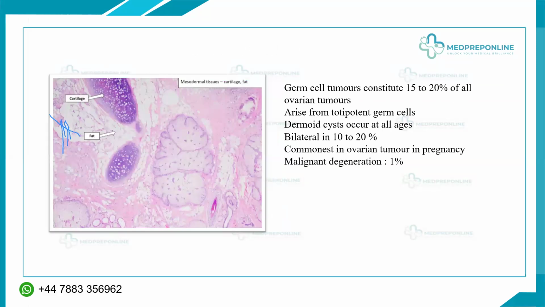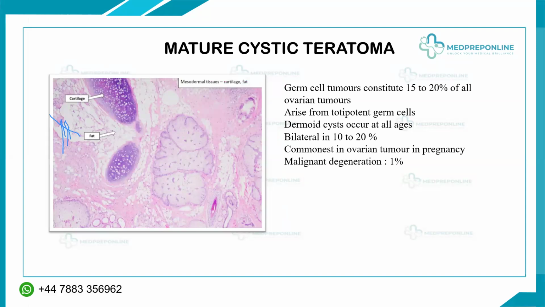Now coming to the next type, these are germ cell tumors. So of the germ cell tumors, they are almost 15 to 20% of all the ovarian tumors. Now, of which the most common is a dermoid, which is a mature cystic teratoma. These will arise from totipotent germ cells and they can occur in all age groups. So mostly they are seen in reproductive age groups.